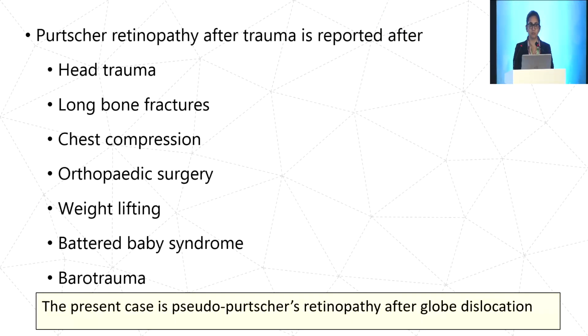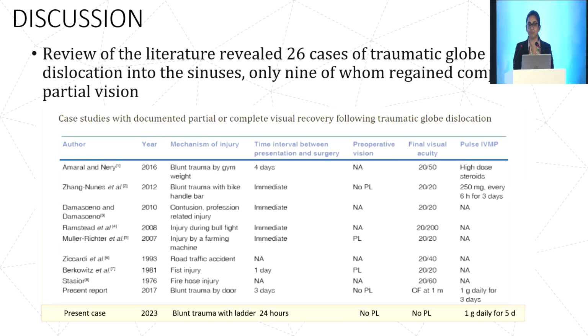So Purtscher has been reported after indirect trauma such as head trauma and long bone fractures. Ours is a case of pseudo-Purtscher retinopathy following a globe dislocation. Once we reviewed the literature, we found that only 26 such cases of traumatic globe dislocation into the sinuses were found, and unfortunately, only 9 of them regained complete or partial vision. Our present case fits into 2023, where blunt trauma led to this injury. The presenting and the final visual acuity was no PL, and we had given 1 gram of steroids for a period of 5 days.